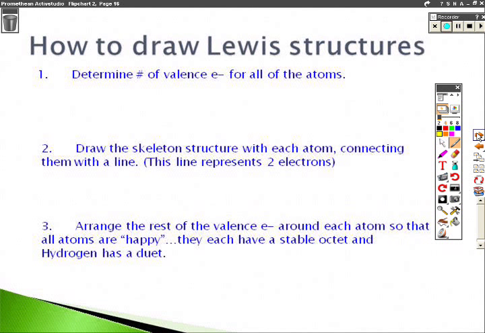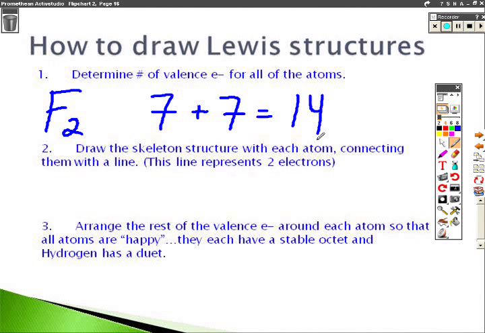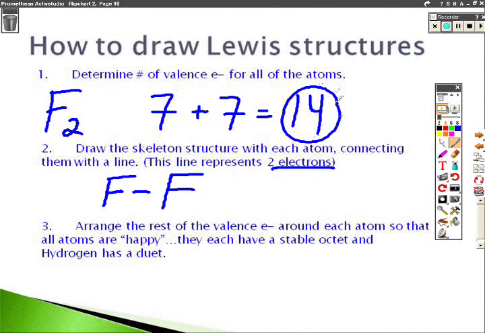Let's try another one. We're going to go ahead and draw F2. Fluorine is in the halogen column, so it has 7 plus 7. That equals 14 valence electrons that it needs to distribute between fluorines so that it's stable. My skeleton structure is F line F. That line represents 2 electrons. Remember, these are only the valence electrons.